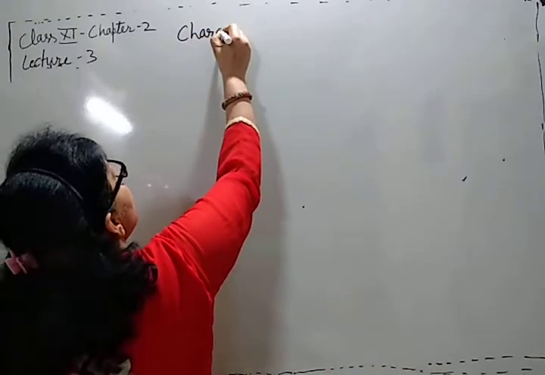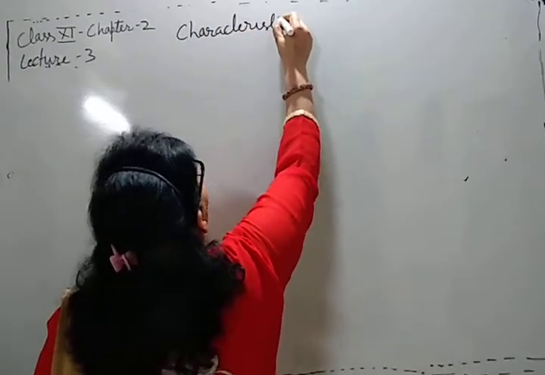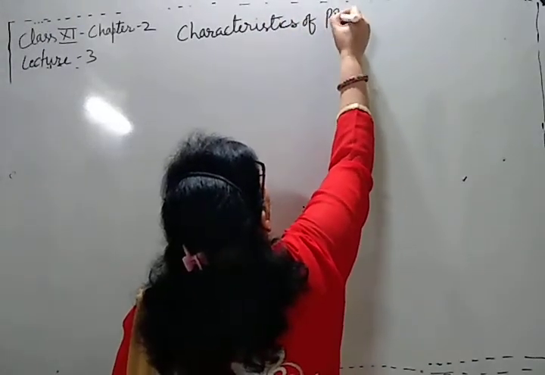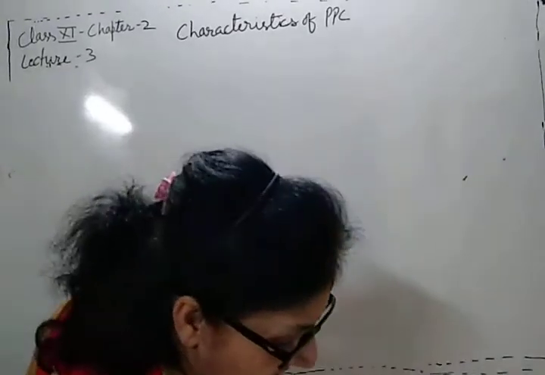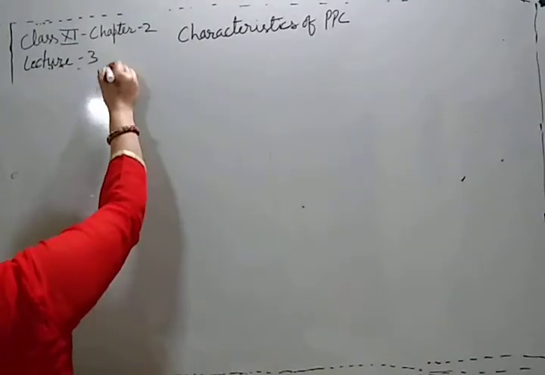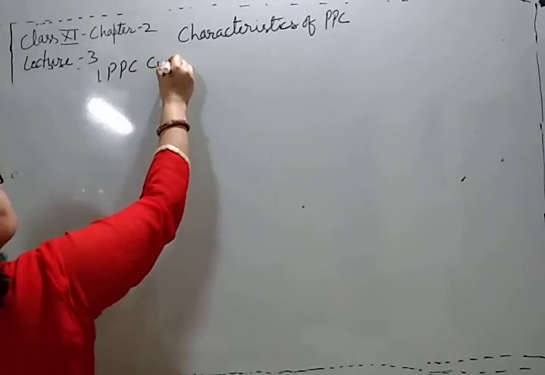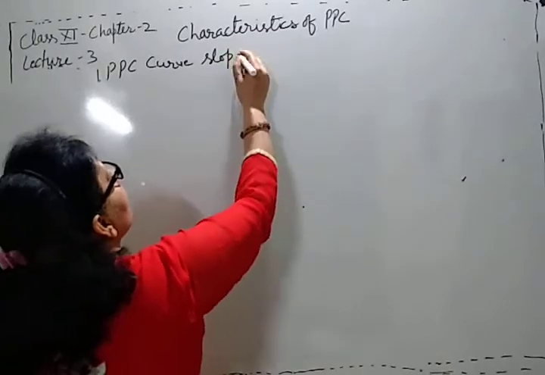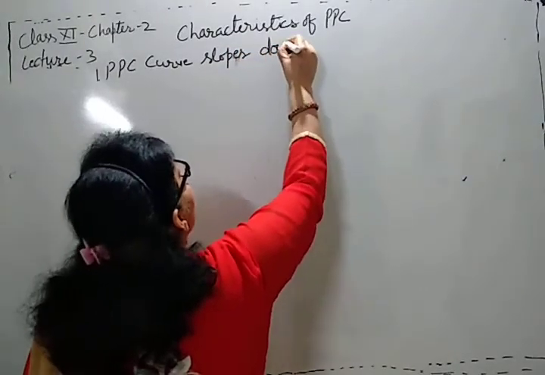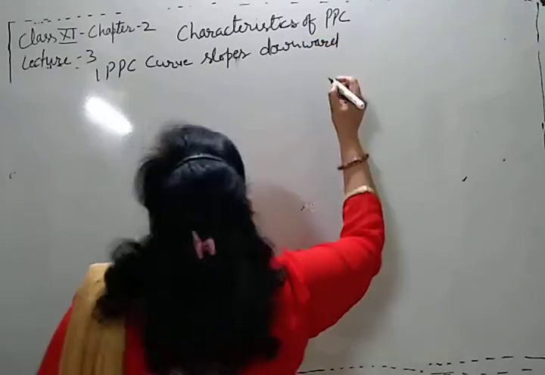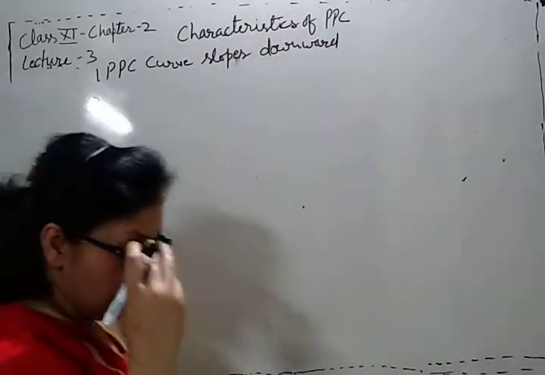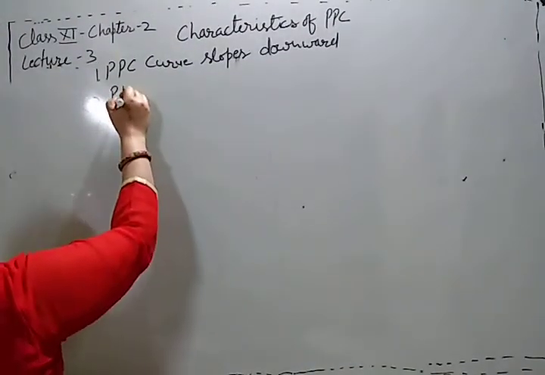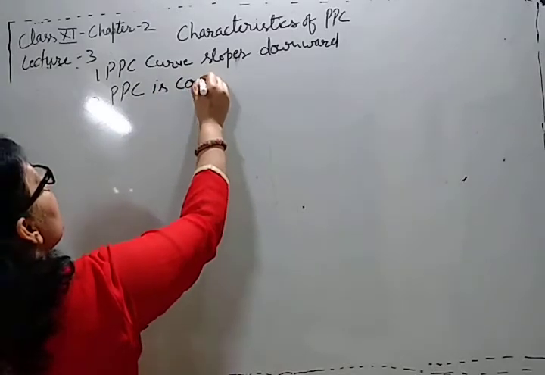Characteristics of PPC. First one is PPC curve slopes downward. And second one is PPC is concave to the point of origin.